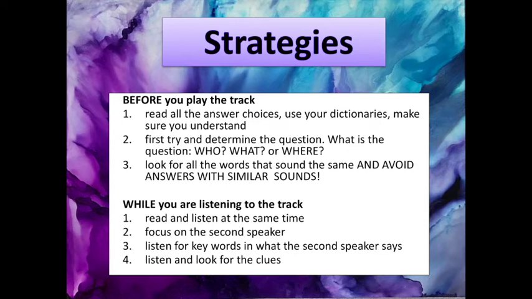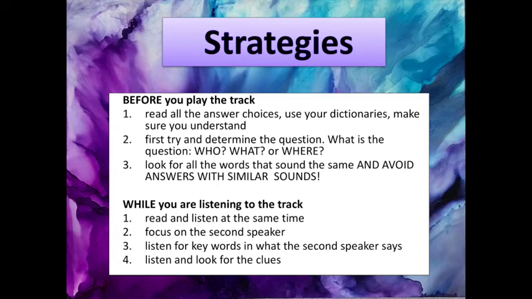Here are some strategies for today's assignment. One, before you play the audio track, you should read all the answer choices. Use your dictionaries and make sure you understand. Obviously, during the real TOEFL test, you cannot use your dictionary, but while you are studying, it is a good idea to look up and try to learn any words that you are unfamiliar with or that you do not know.